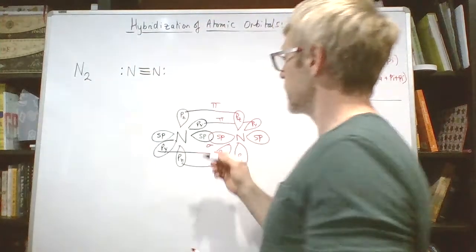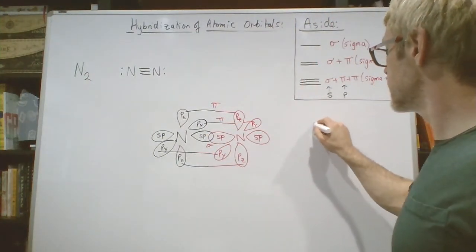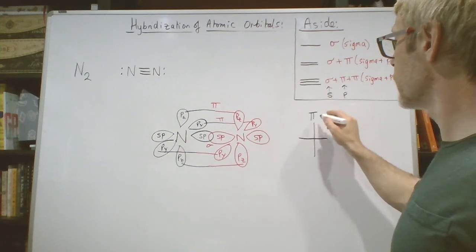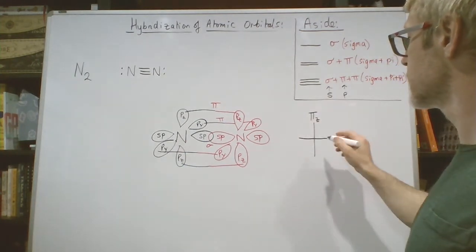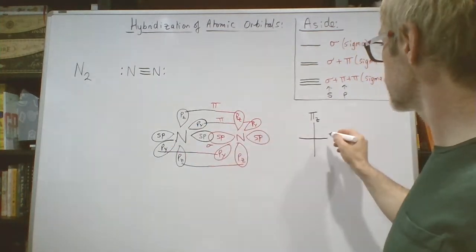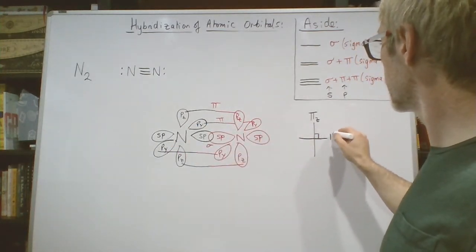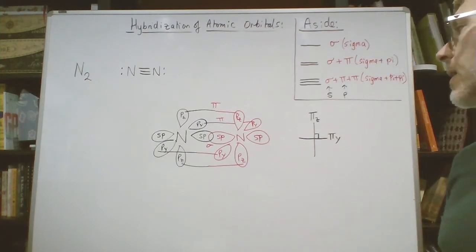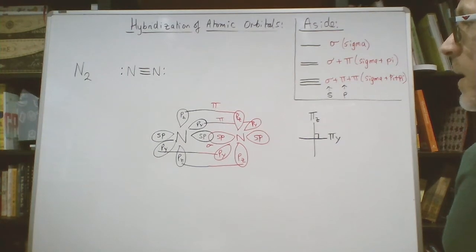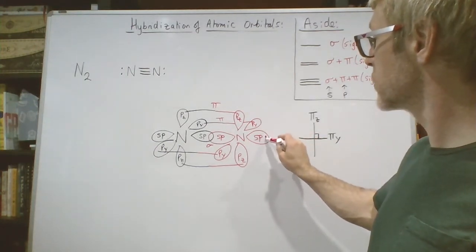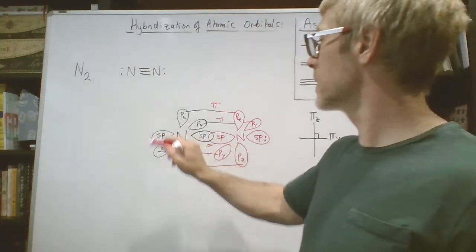Here the pz forms the pi bond in the z-axis, up and down, and then the py's form the pi bond in the y-axis, at 90 degrees from each other. Our lone pair, we need a lone pair on each. Well, that could just be in the sp hybrid orbital here.